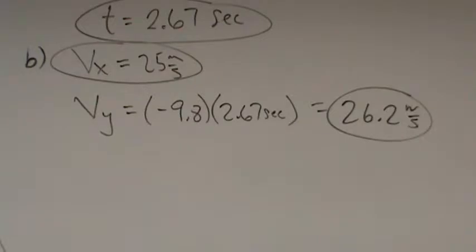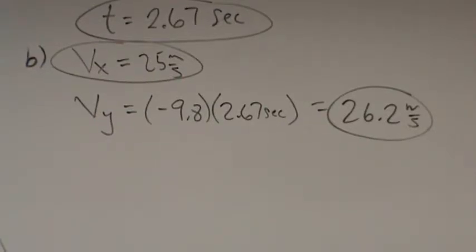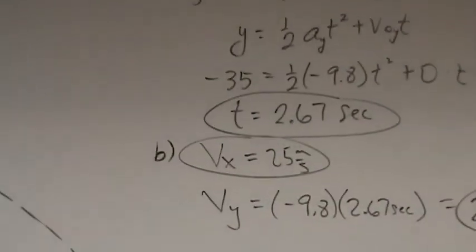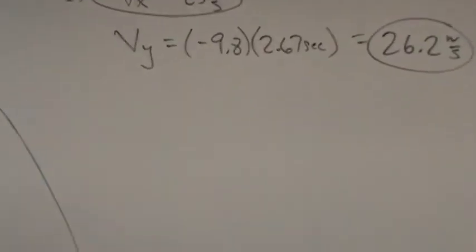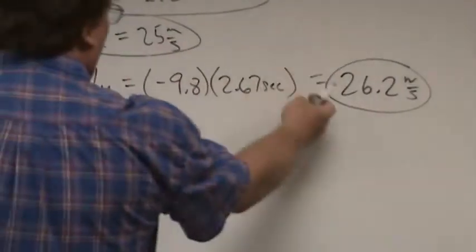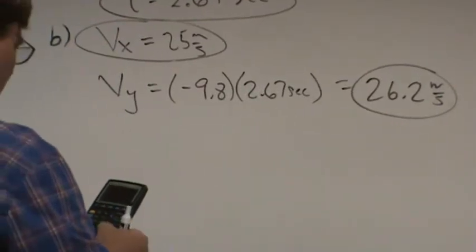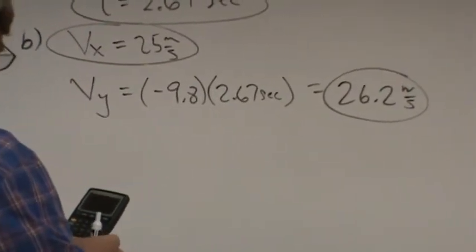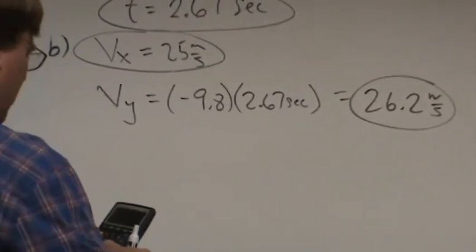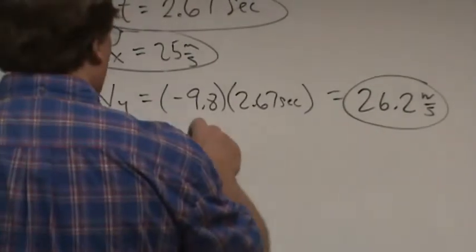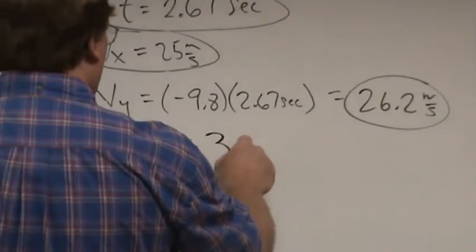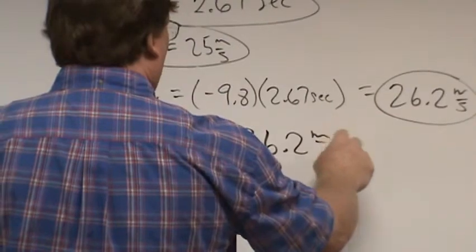Oh, so I got the x and y components of velocity, but that's not going to answer the question. I need to now use the Pythagorean theorem and inverse tangent. And if you don't mind, I'm not going to go through this again. I'm just going to write down the answer. So when I do Pythagorean theorem with 25 and 26.2, I get 36.2. So my velocity is 36.2 meters per second.